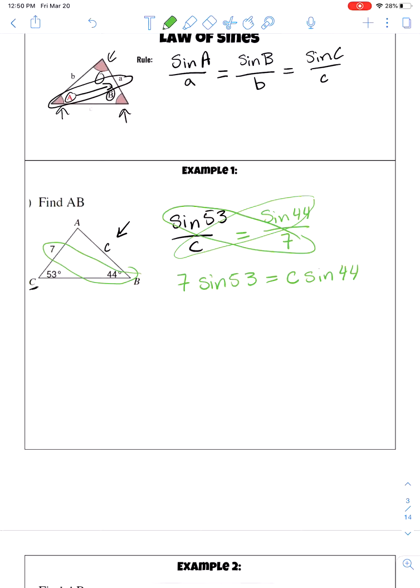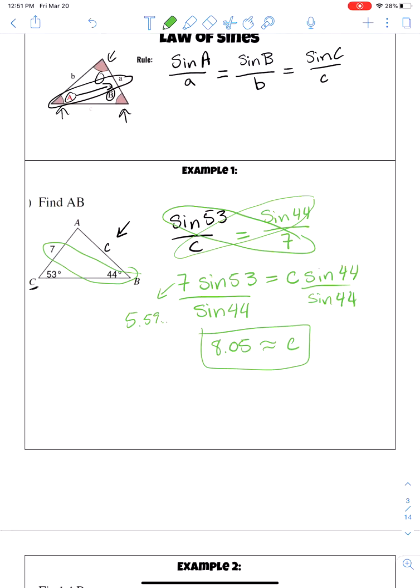Okay, so now we can calculate this in our calculator. So you're gonna do 7 times the sine of 53. Make sure that your calculator is in degrees. And you're gonna get approximately 5.59 something. And then I need to divide by the sine of 44. So we're going to divide that 5.59 by the sine of 44. And then we get 8.05 about. So that's an approximate because I have to round for this. So that's what c, our missing side, is going to equal. It's going to be about 8.05.